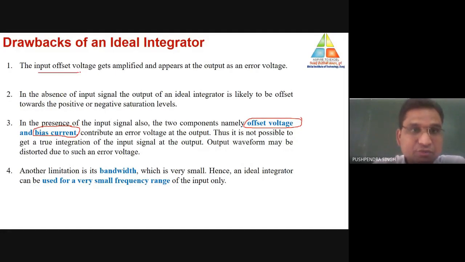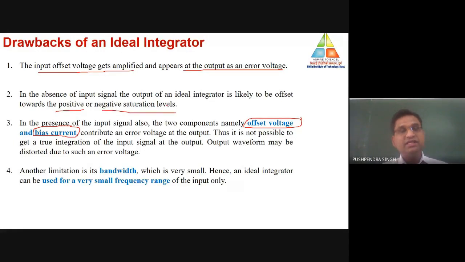So the input offset voltage, which is being amplified by the operational amplifier, appears at the output terminal as an error voltage. And that error voltage could be either positive or negative. Due to its higher value, it can reach the positive saturation voltage or the negative saturation voltage. That means we will not be able to work in the linear regime. What is the meaning of that? Due to that, we will be shifted to either the positive saturation limit or the negative saturation limit. So this is the problem with the ideal integrator circuit.